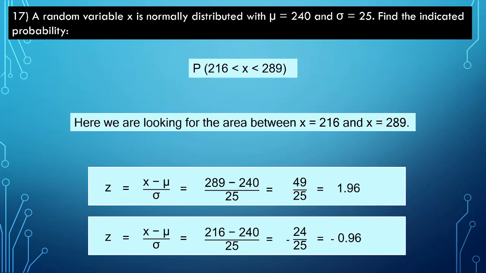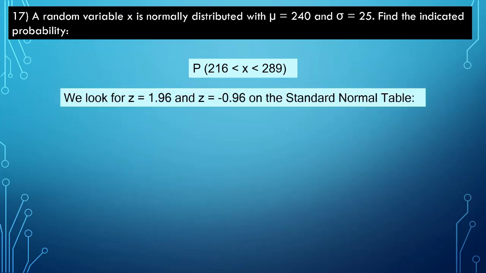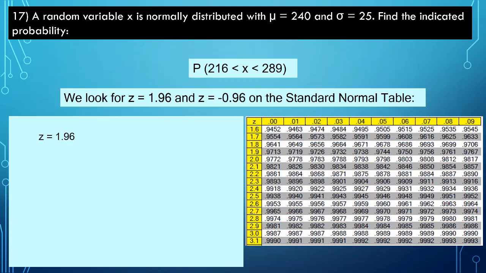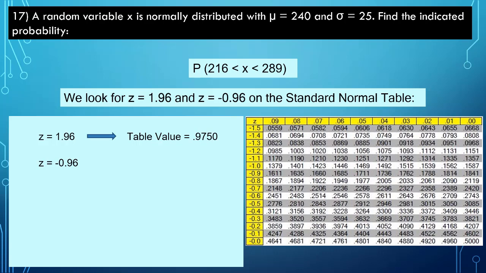We'll go to the standard normal table to help us find our table values. So we're going to look for each one of these z values on the standard normal table. We'll start with 1.96. That means we need the positive side of the standard normal table. When we look for 1.96, we find this value, 0.9750. That's our table value for 1.96. For the next z-score, z equals negative 0.96, we need the other side of the standard normal table. And that leads us to a table value of 0.1685.